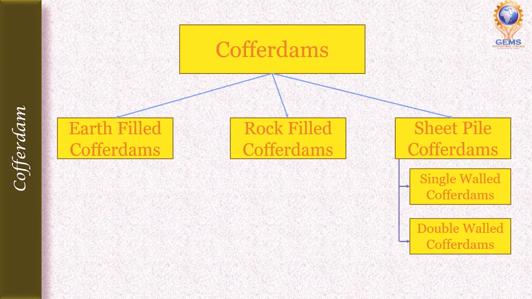The cofferdams are of three types. One is earth-filled cofferdams, rock-filled cofferdams, and sheet pile cofferdams. The sheet pile cofferdam is again subdivided into single-walled cofferdam and double-walled cofferdam.